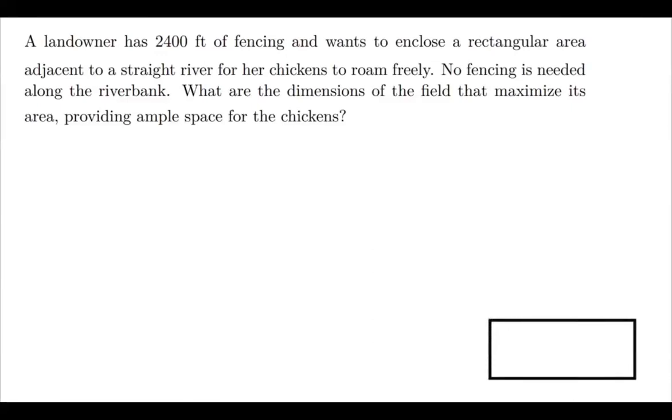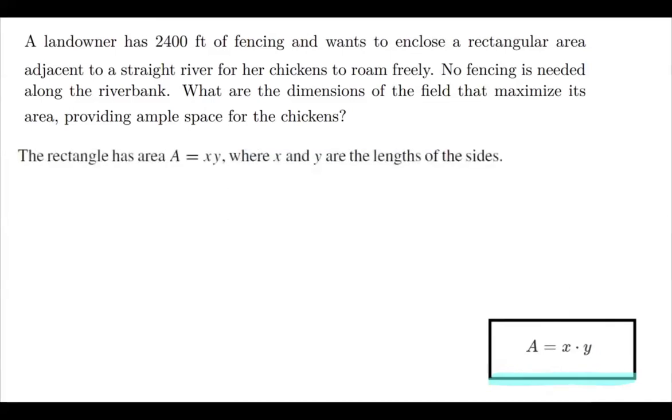Well, here you have your rectangular land, and assuming that this part is adjacent to the river, and assuming that the chickens are not going to swim and run away, the area is x times y. x and y are the lengths of the sides. Please note that 2x plus y, the sum of the lengths, equals the fencing, 2,400. You can isolate your y value.